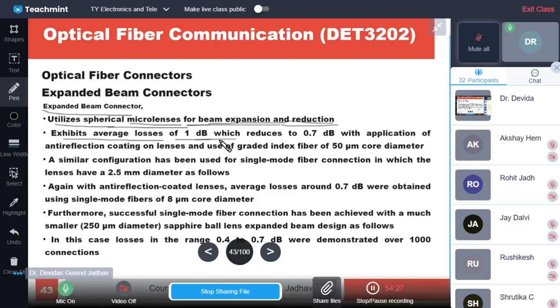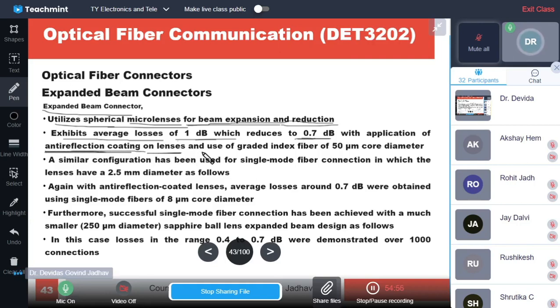One expanded beam connector is exhibiting an average loss of 1 dB, which can be reduced to 0.7 dB with the application of anti-reflective coating. So Fresnel reflection is reduced, so that around 0.3 dB, 0.4 dB loss will be reduced. So from 1 dB it can be 0.7 dB with the application of the anti-reflective coating on the lenses.